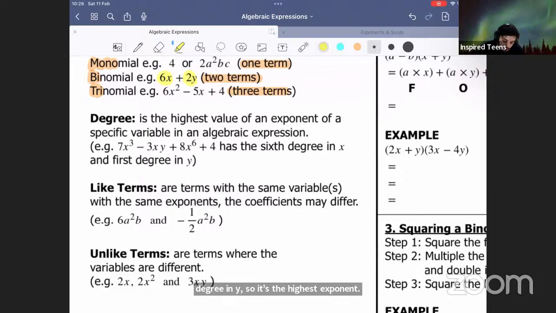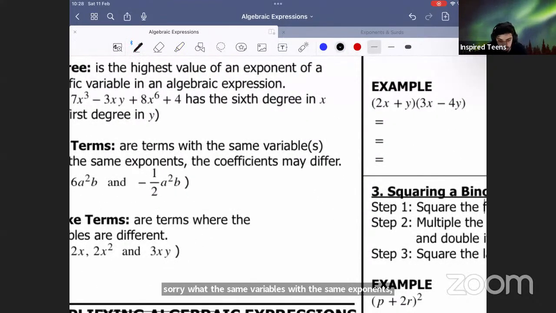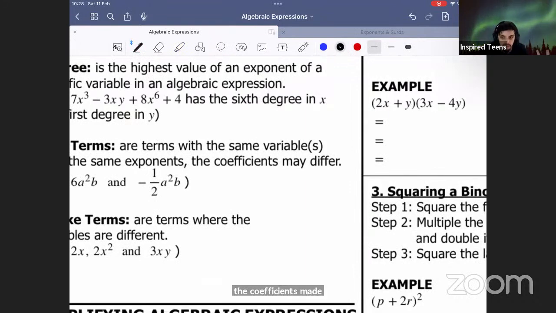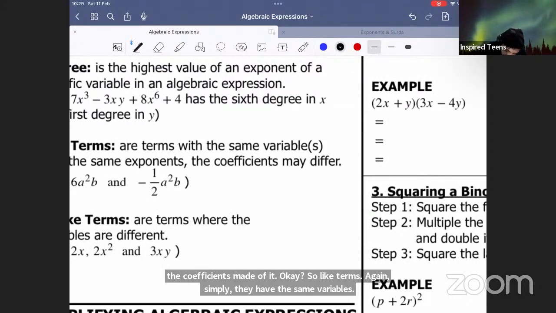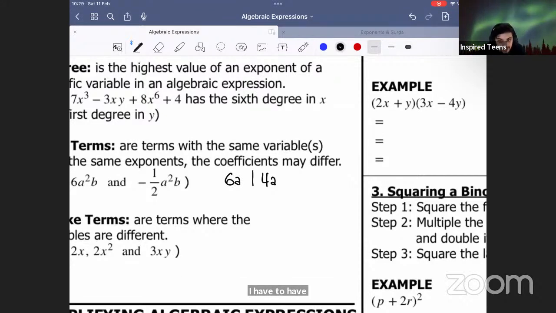Let's talk about like terms. Like terms are terms with the same variables with the same exponents; the coefficients may differ. So like terms simply have the same variables. If I have 6a and 4a, the coefficient can differ, but as long as my variable is the same, this is what I would refer to as a like term.